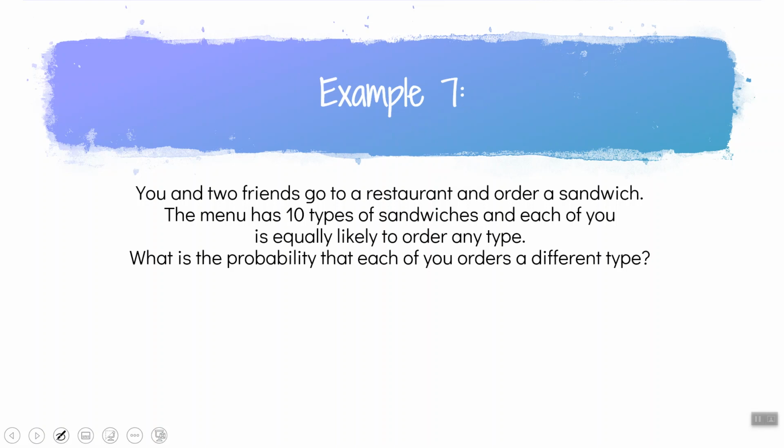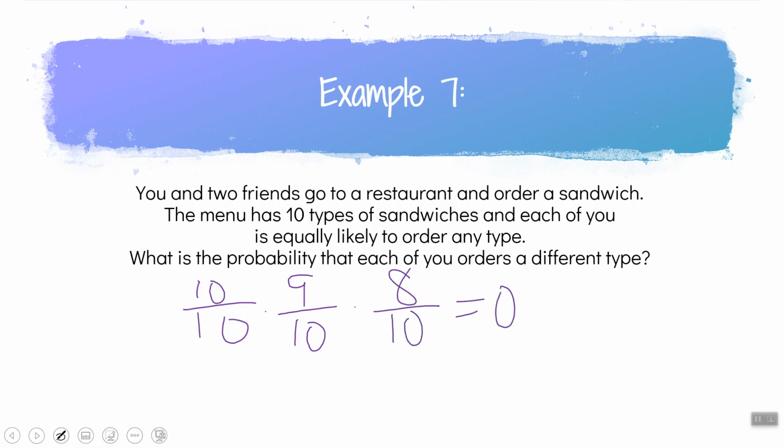So to start, we have 10 out of 10. But once you order a sandwich, your friend only has 9 options. And once you and one of your friends pick, then that last friend only has 8 options. So it comes out to 0.7.